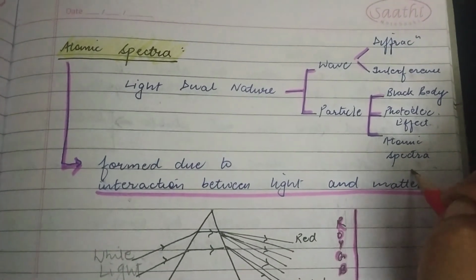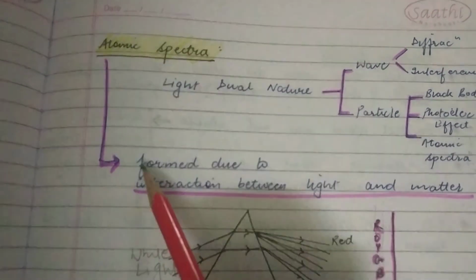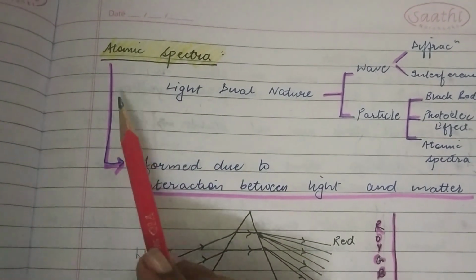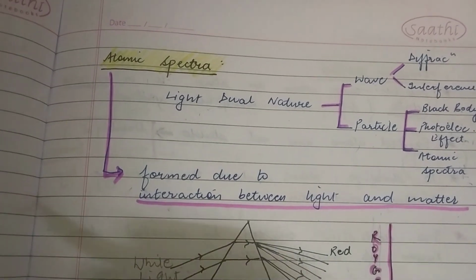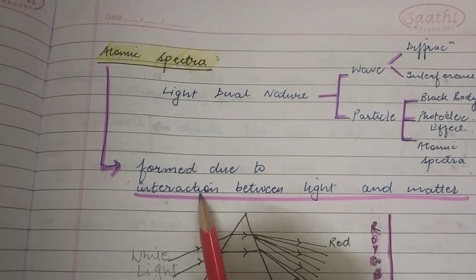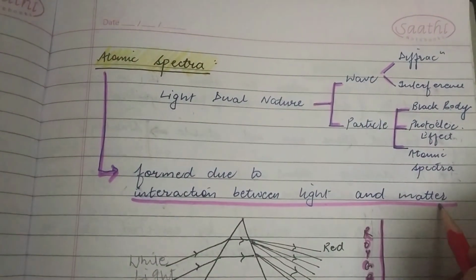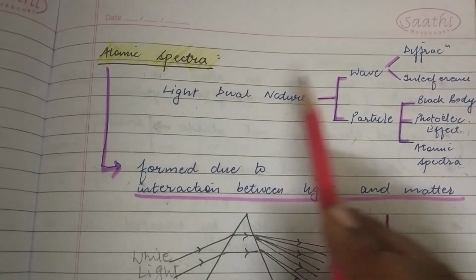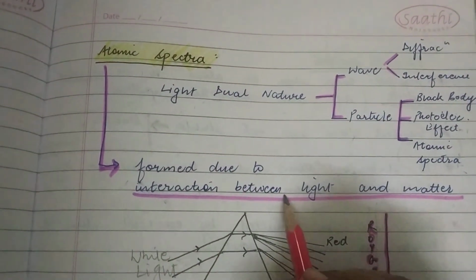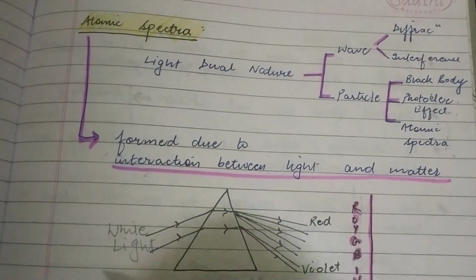Now, coming to the atomic spectra. Students, what is an atomic spectra? Or how does an atomic spectra arise? An atomic spectra is formed due to an interaction. Basically, any atomic spectra is formed because of the interaction between light, that is an electromagnetic radiation, and matter. Matter could be molecules, atoms, ions. If we are talking of atomic spectra, then we talk of the interaction of light with atoms. And how does this pattern or the spectra arise?